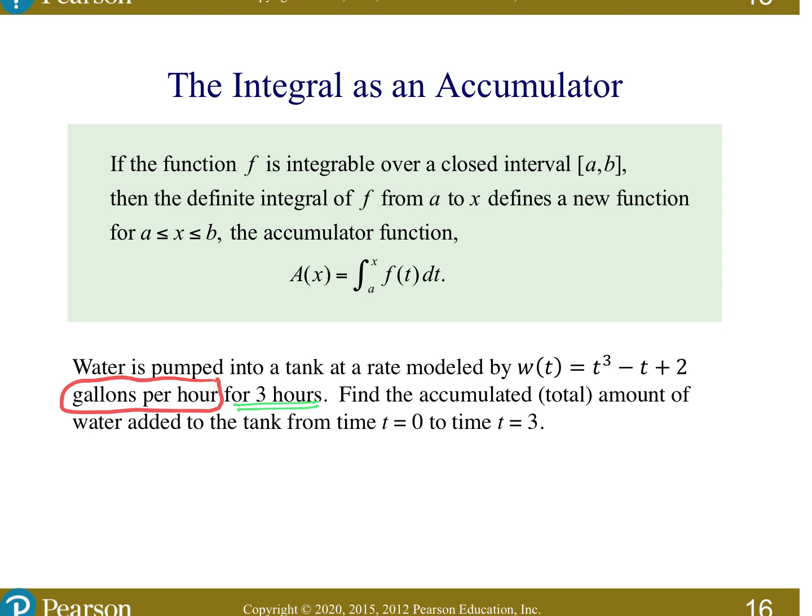So because we're dealing with gallons per hour and we want to find a total, that would be an accumulator, we simply set it up as an integral. So you write the integral, you indicate the time from 0 to 3. The function is W(t). And then because we're talking about time, dt.